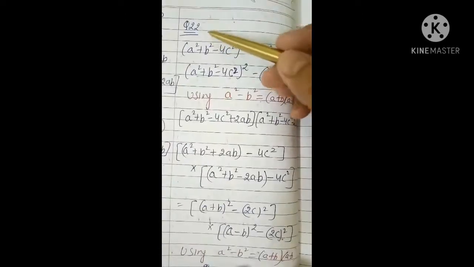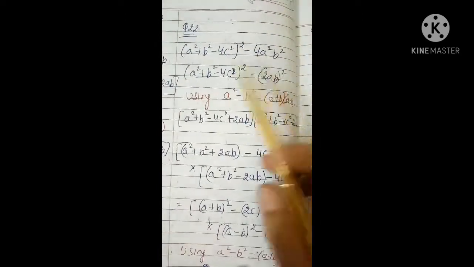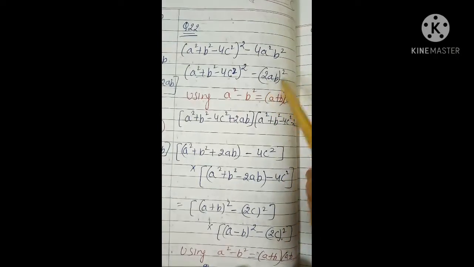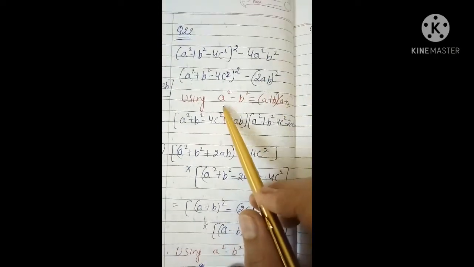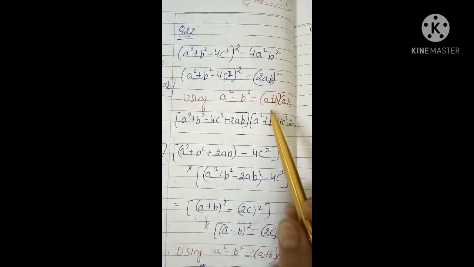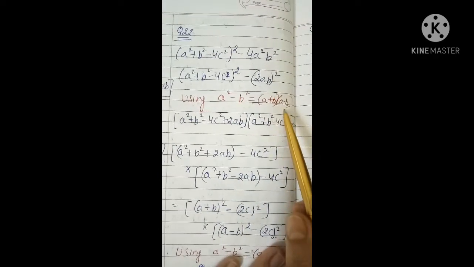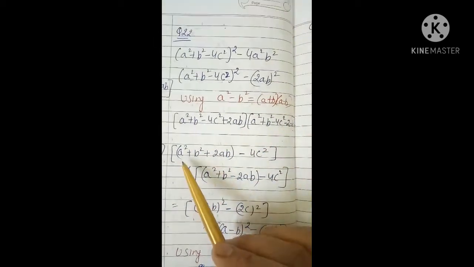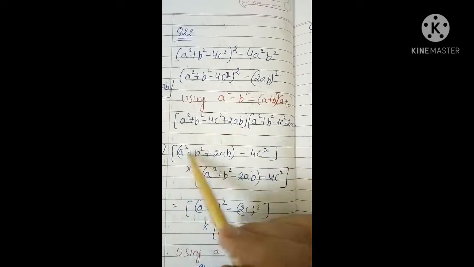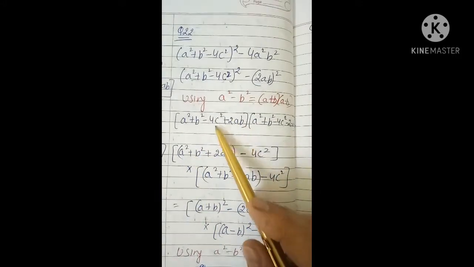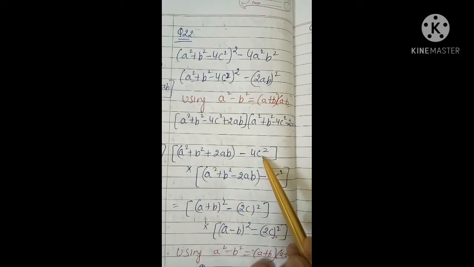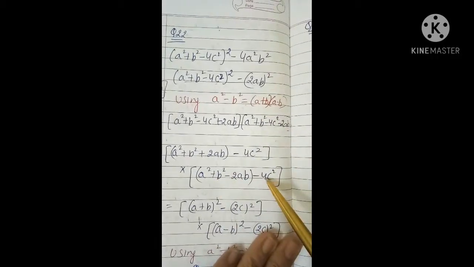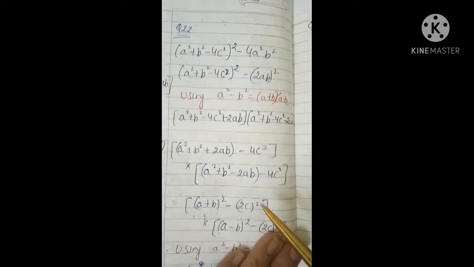So in question number 22, this is the statement. In this statement from here we can take common 2ab. It is 2ab whole square. Then we can apply the formula a square minus b square, that is a plus b into a minus b. Here a plus b, a minus b. Then again this and this number we can write in one bracket and this minus 4c square in another bracket. Similarly here a square plus b square minus 2ab in one bracket minus 4c square in the another bracket.